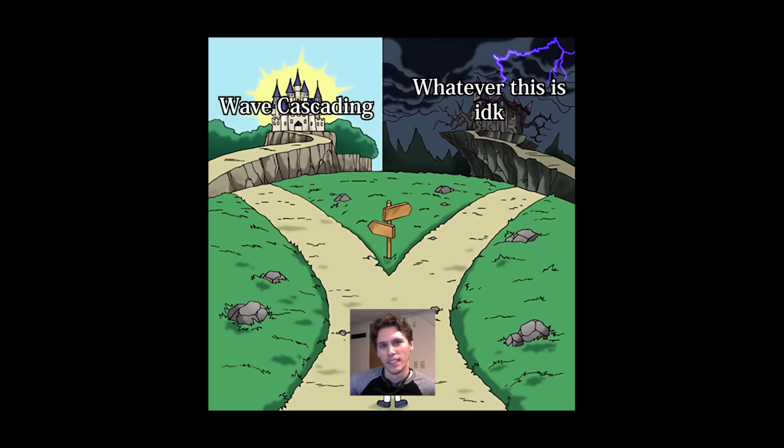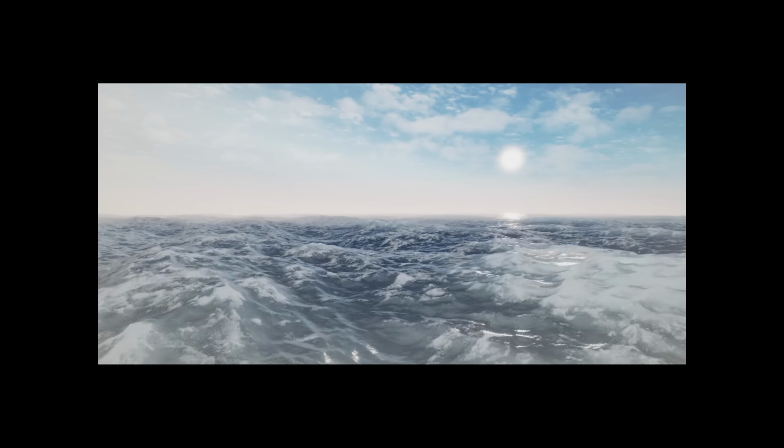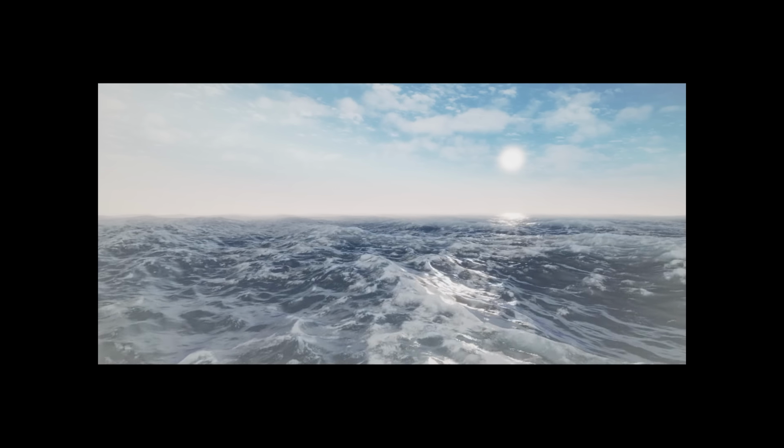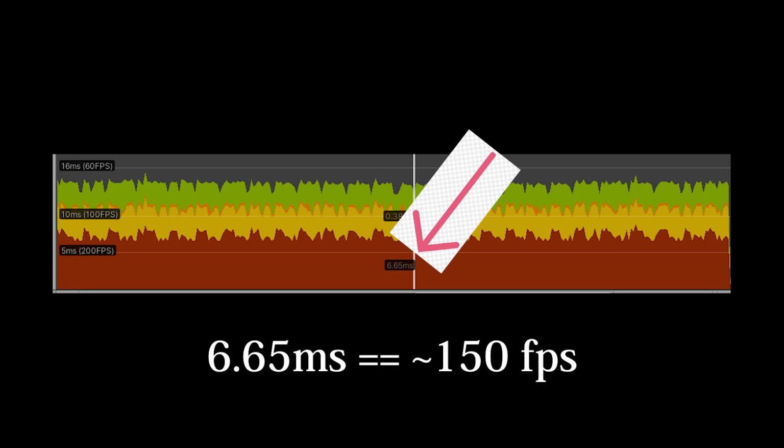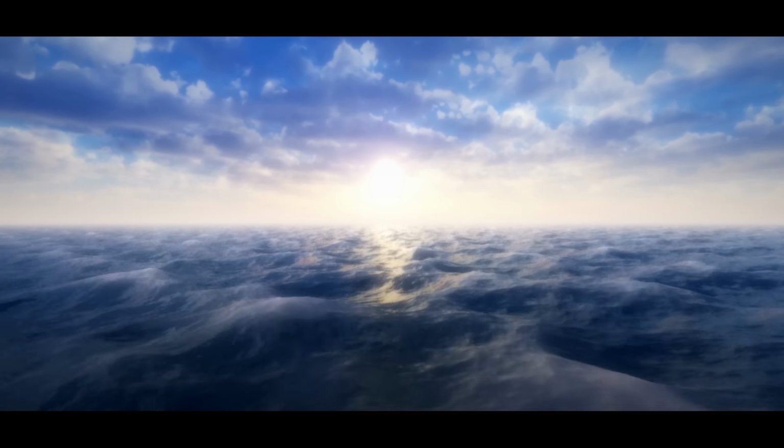At this point, a normal person would probably give up and go down the other path of wave cascading, but if I gave up, then I wouldn't be able to tell you that the water I showed at the beginning of the video is 4.2 million waves at 150 FPS. To understand how this could even remotely be possible, let's think about our water in reverse.